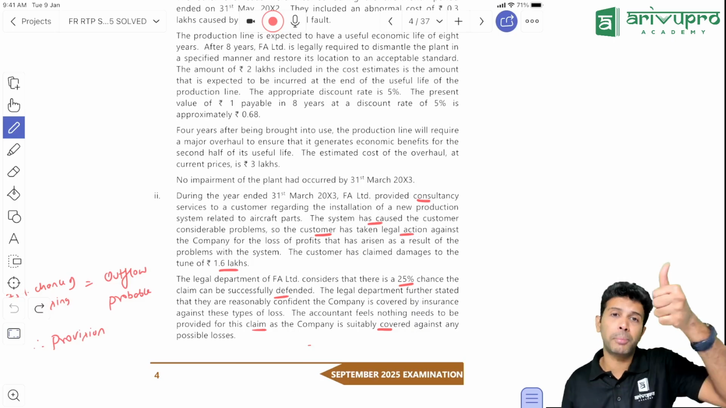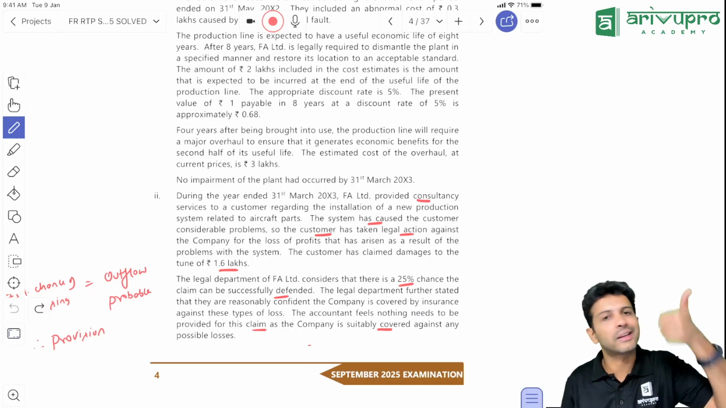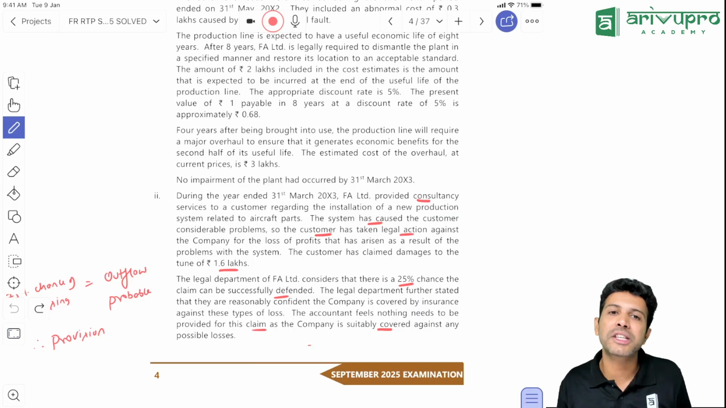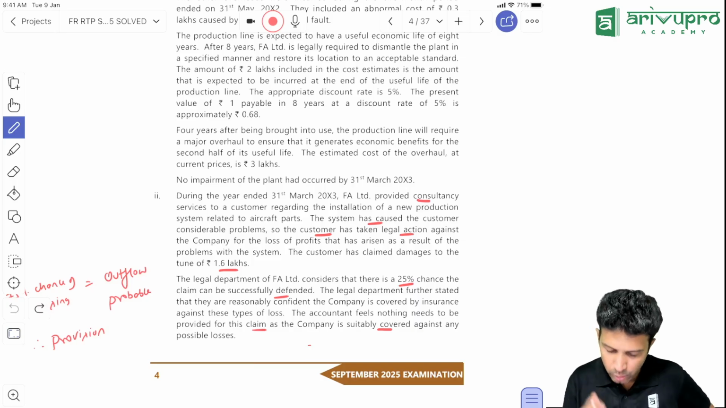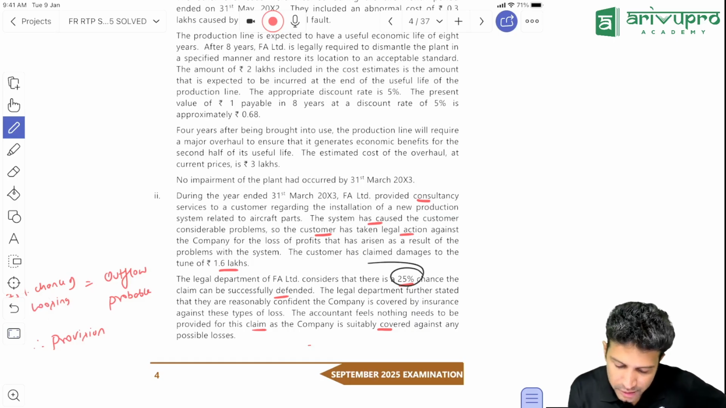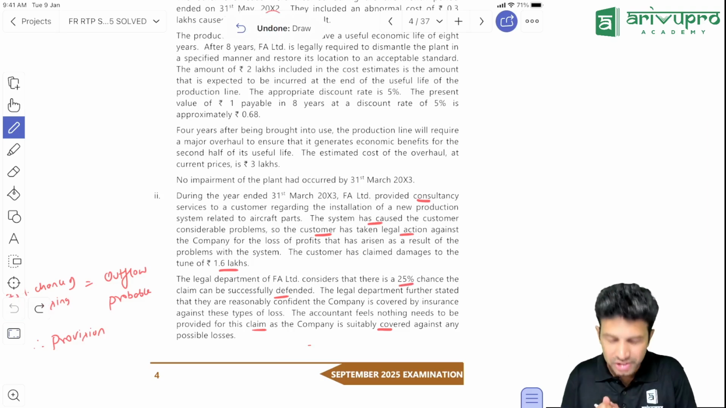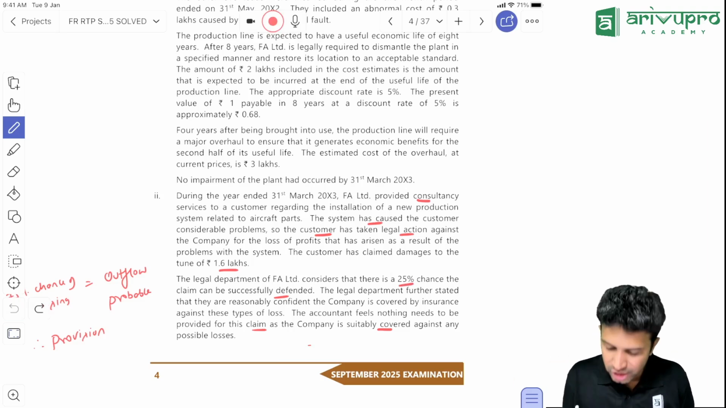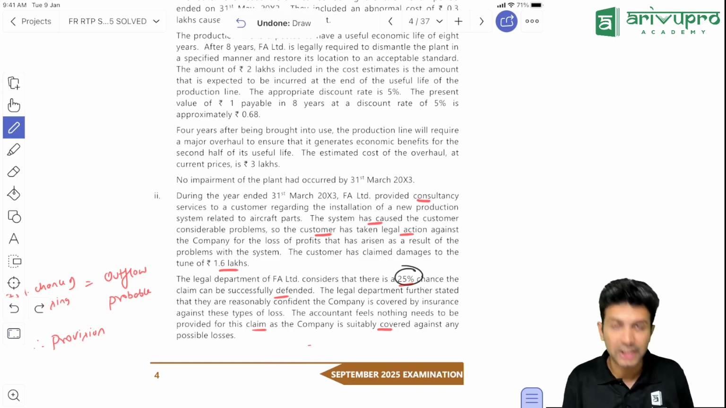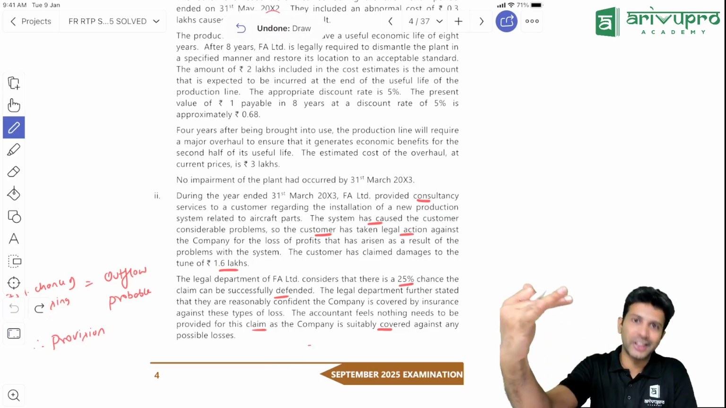Yes. If the obligation is probable, meaning more than 50% chance of outflow, we recognize a provision. If the obligation is possible, meaning 5 to 50% chance of the outflow, then we disclose it as a contingent liability. Here, what is it? The legal department of the company considers that there is a 25% chance that the claim can be successfully defended. Successfully defending means winning the case. So lawyers are saying there is a 25% chance of winning the case, right? Sir, outflow will happen when you lose the case.